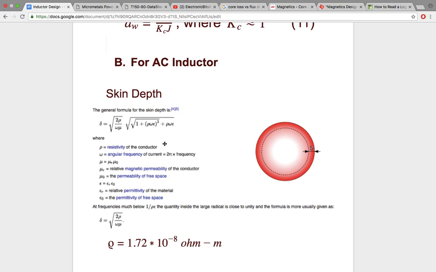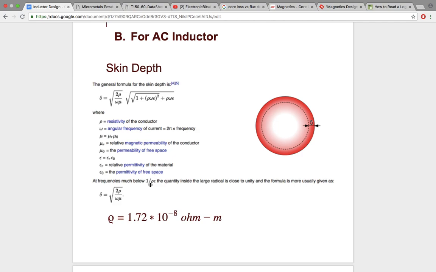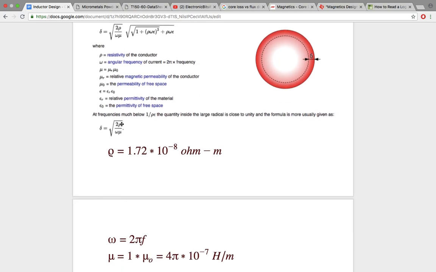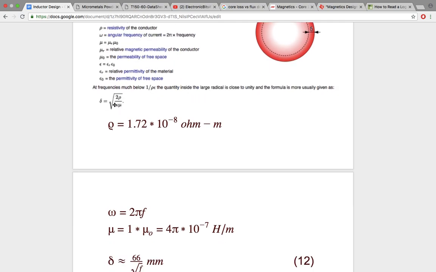The general expression for skin depth is given by this, but for frequencies less than 1 by rho epsilon, we can assume this term as 1, and hence the general skin depth formula reduces to this form. Here rho is the resistivity of the conductor, omega is the angular frequency, and mu is the permeability of the medium, so the permeability of the wire.